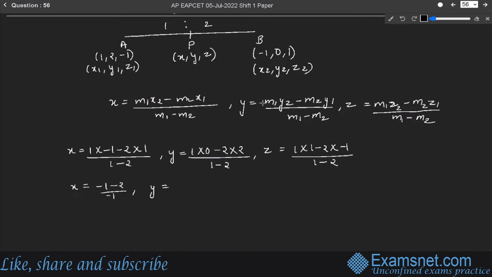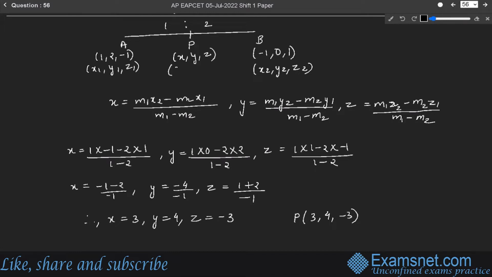Y will be equal to -4 divided by -1 and Z will be equal to 1 plus 2 divided by -1. Therefore, the value of X is equal to 3, Y is equal to 4 and Z is equal to -3. Now we have the point P, which is (3, 4, -3). So the point P is (3, 4, -3).